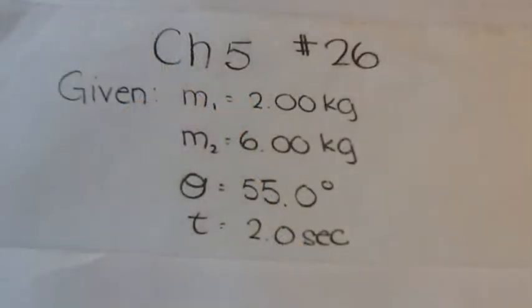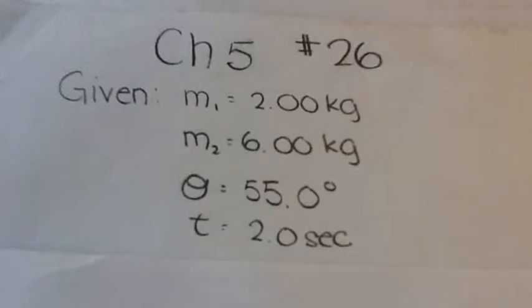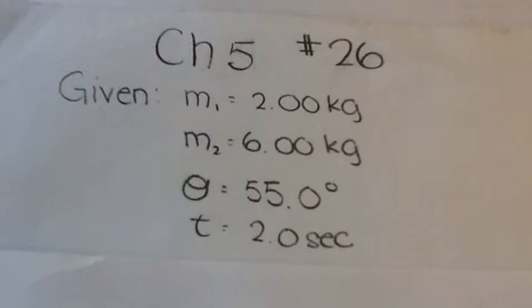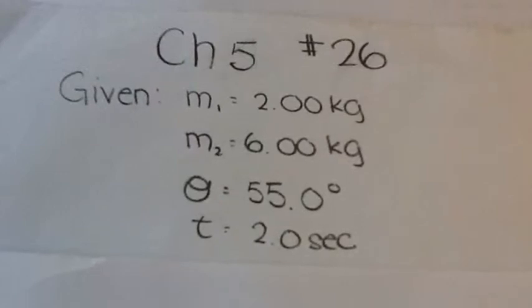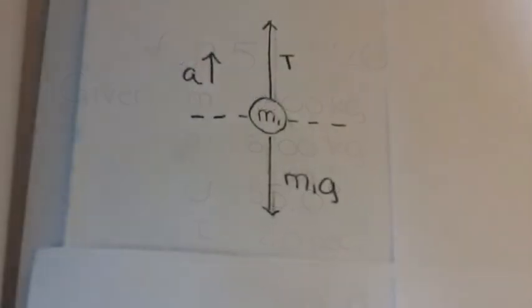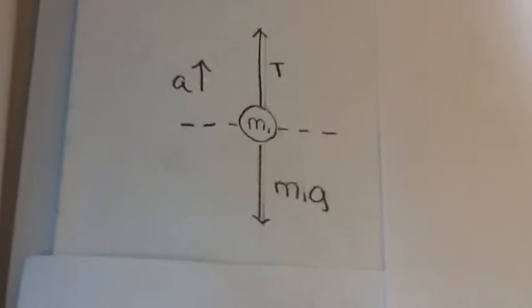In this problem, you are given that m1 equals 2 kilograms, m2 equals 6 kilograms, theta equals 55 degrees, and t equals 2 seconds. First, before you do anything else, you need to draw a free body diagram for both objects.